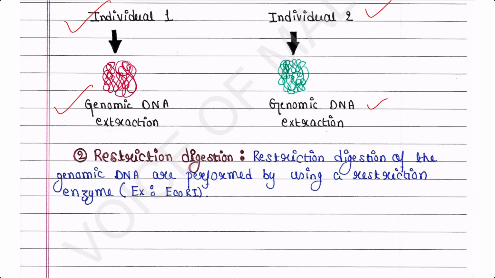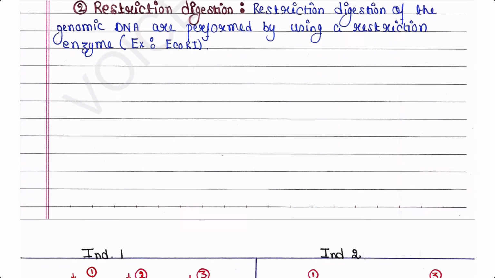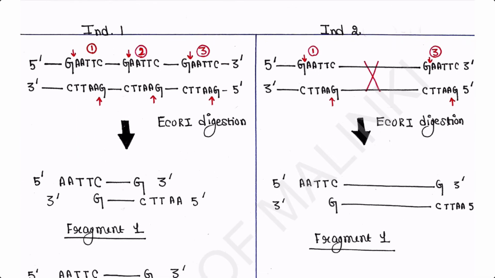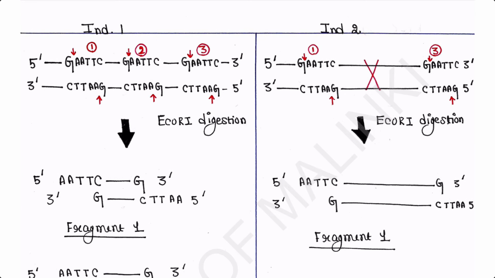The next step is restriction digestion. Restriction digestion of the genomic DNA is performed by using a restriction enzyme, for example EcoR1. So we will see this schematic to understand this in a better way.